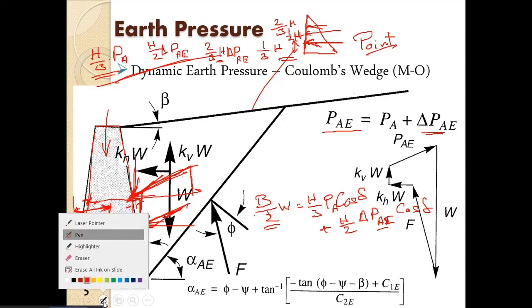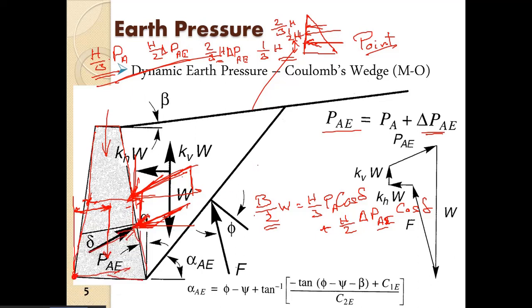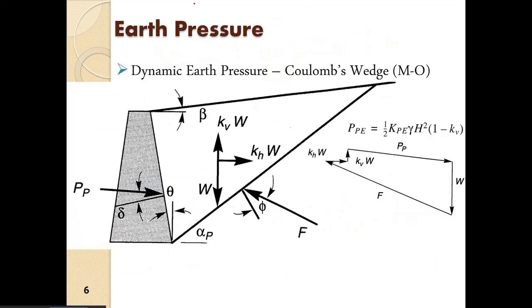I am just giving an example: for finding out the rotational stability, we have to find out the moments about the point. To find out the moments, we need to know where the force is acting. Regarding passive also, we again have to check the force equilibrium, which is already done. And for rotational stability of the wall, we also have to check the moment equilibrium.